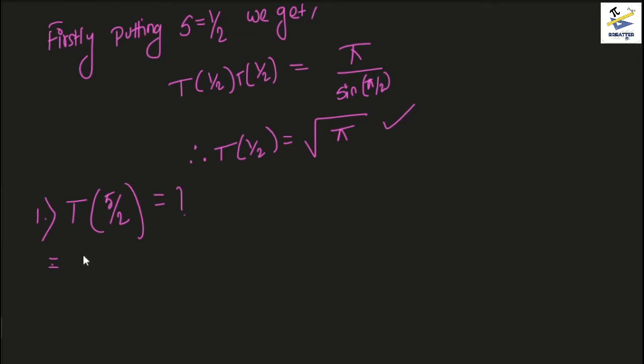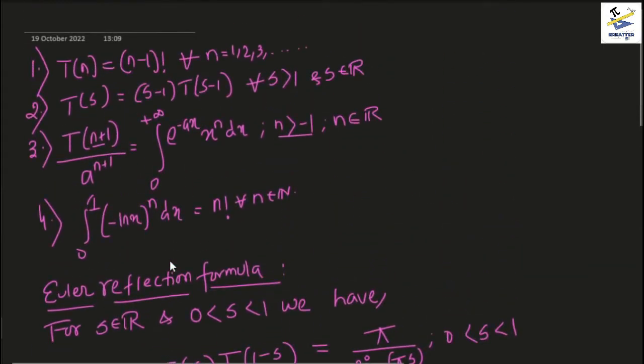Using the recursive property, we can write this as (5 by 2 minus 1) into gamma of (5 by 2 minus 1). So this here becomes 3 by 2 multiplied by gamma of 3 by 2. So see how we have used the property of recursion here, because we defined that this is valid for all s greater than 1, right?